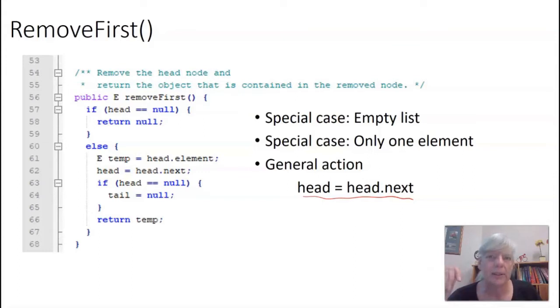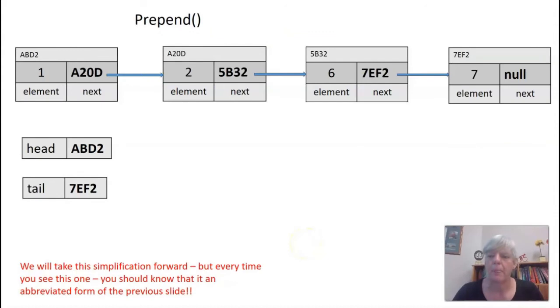Just one sentence. What does this code mean? It means go to the address stored in head. You will find there an instance variable. Go to that instance variable next, read the value there, and assign it to head.